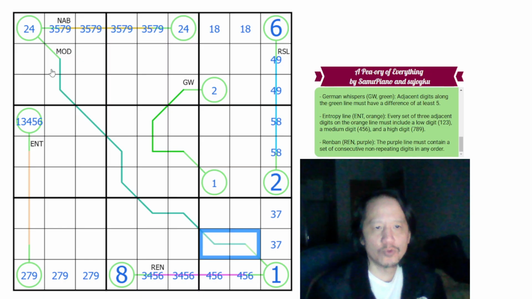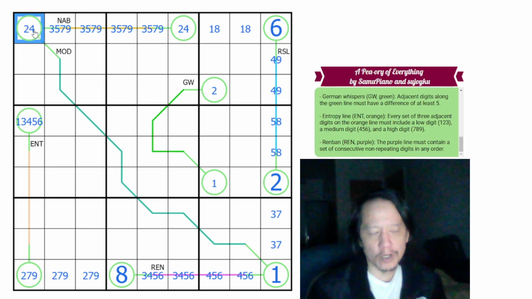So it's either 21 or 41. And 41 is not divisible by 3. So it has to be 21. So we know this is a 2 and this is a 4 then. So this can no longer be 2. So it's 1. It's either 17 or it's 19.